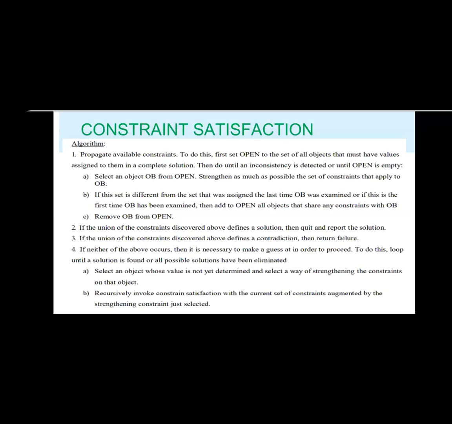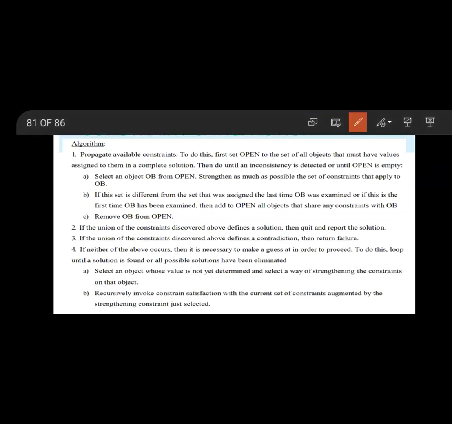This is the algorithm for constraint satisfaction. A very important topic. Constraint satisfaction algorithm has 4 steps. Here, step 1.